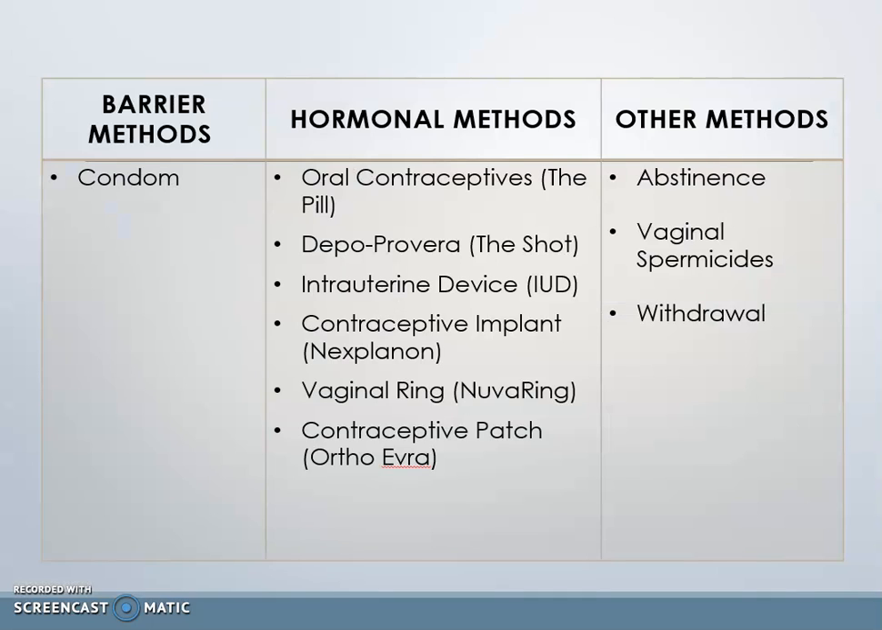All right, so if we put these into categories, the barrier method was the only thing, the condom. And that is the only one of all of them besides abstinence that even starts to reduce the risk of STIs. Hormonal methods include the pill, the shot, the IUD, the implant, the ring, and the patch. Other methods include abstinence or not having sex, vaginal spermicides to kill the sperm, or the withdrawal method, which is pulling the penis out before ejaculation.